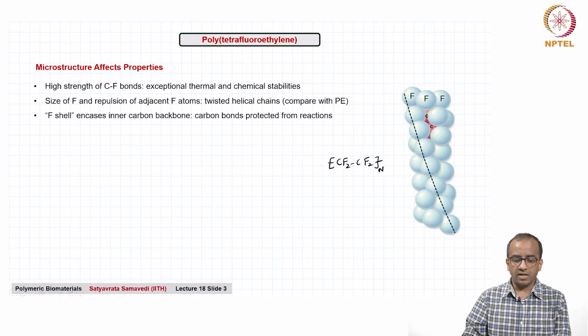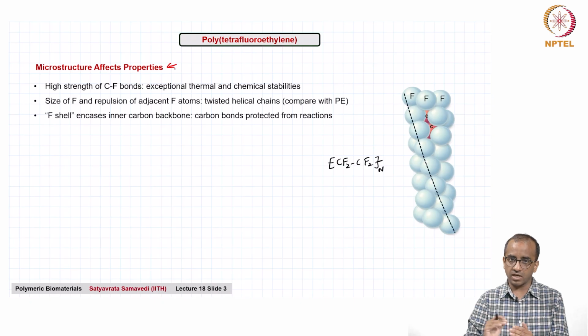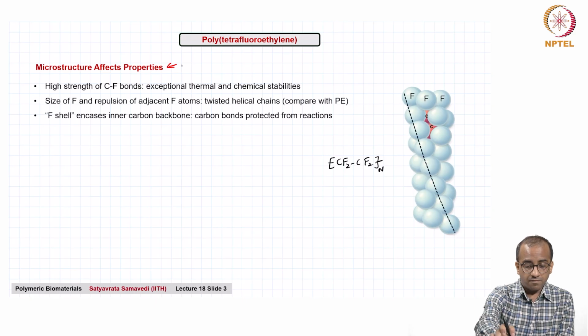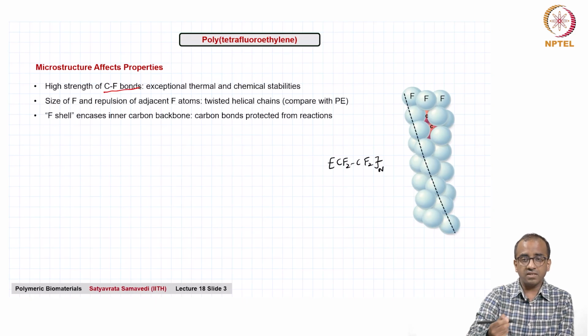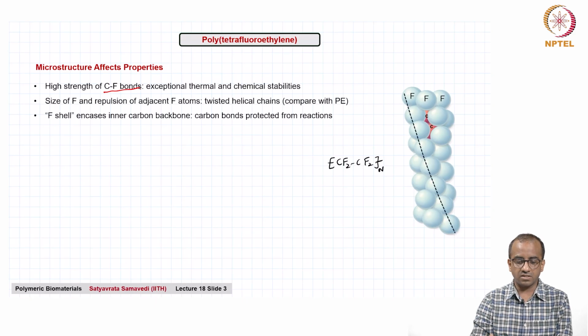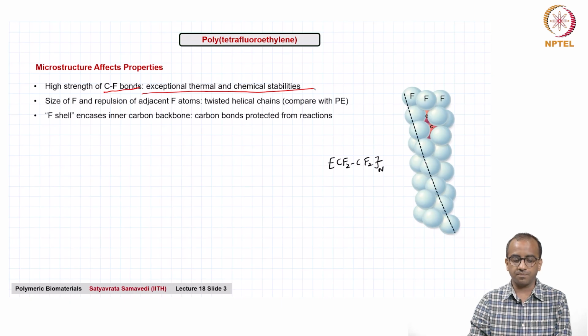So, the first thing we will look at is how microstructure affects properties, and when I say microstructure, we look at it at two levels. The first level is the individual chain level type of structure, and then we will look at also how those can in turn help affect the microstructure at the bulk. So, we first note that this material is very unique because of the very high strength of CF bonds, which in turn confers exceptional thermal and chemical stabilities for PTFE.